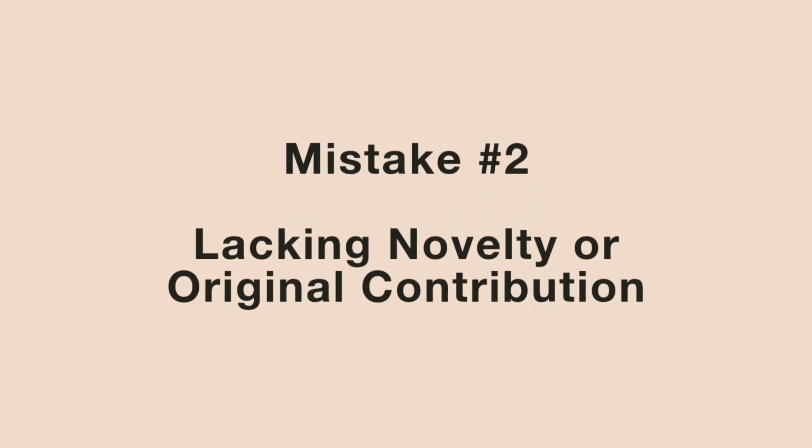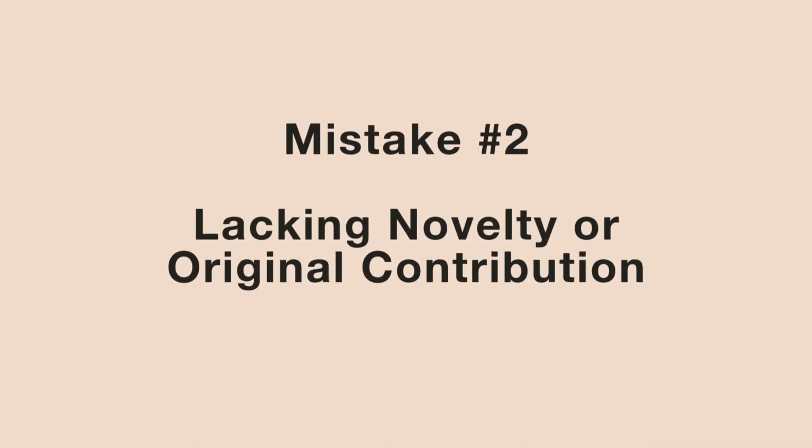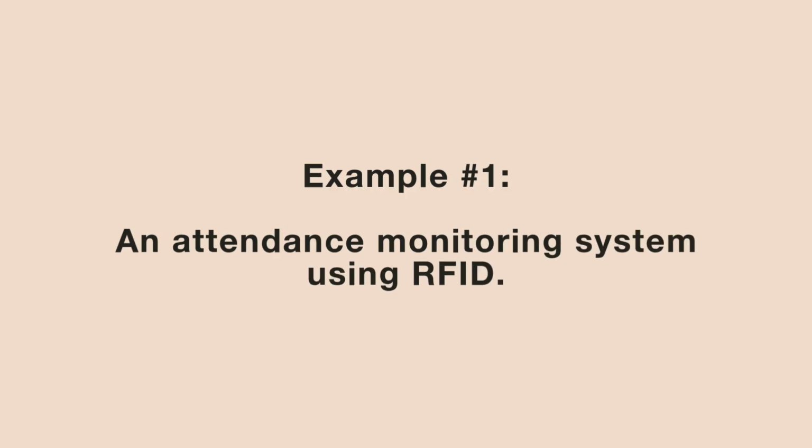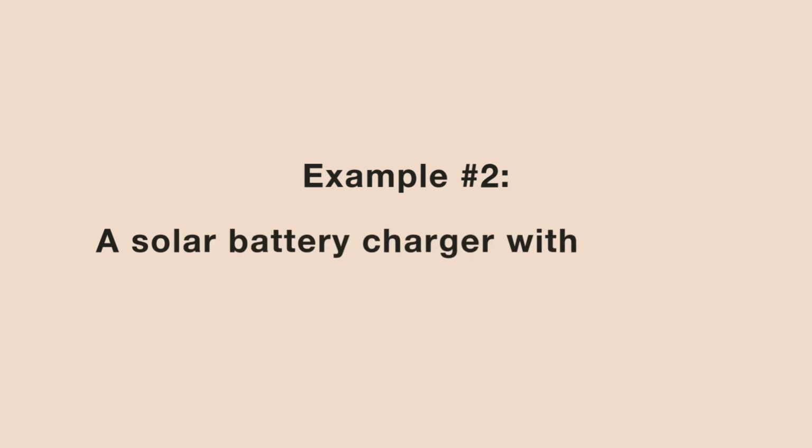Mistake number two: lacking novelty or original contribution. Oftentimes, students replicate existing systems or approaches without really introducing anything new or clearly stating the difference between the current study, the proposed study, versus the existing ones. An example of this is an attendance monitoring system using RFID, or a solar battery charger with voltage monitoring. If it's been done many times before and you're not really improving or adapting it in a meaningful way, it won't pass academic scrutiny.